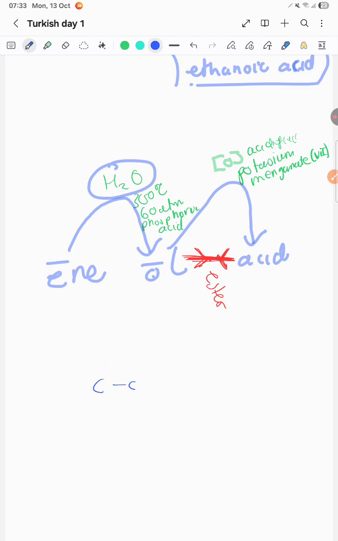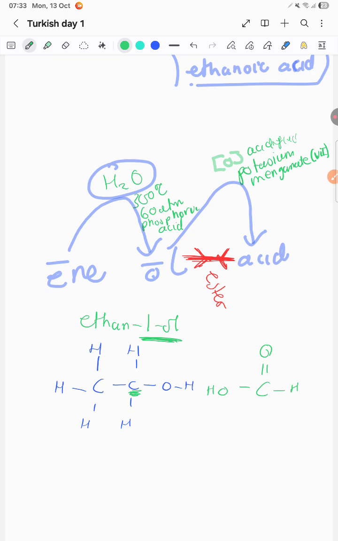So take an alcohol like this one. Can you see the alcohol? And then this is an acid, isn't it? Name of the alcohol: this is ethanol, ethan-1-ol, correct? It's on carbon number 1 because for ester purposes it needs to be a 1-ol. And just 2 carbons, so it's ethan-1-ol. And then of course this has 1 carbon, so it's methanoic acid.